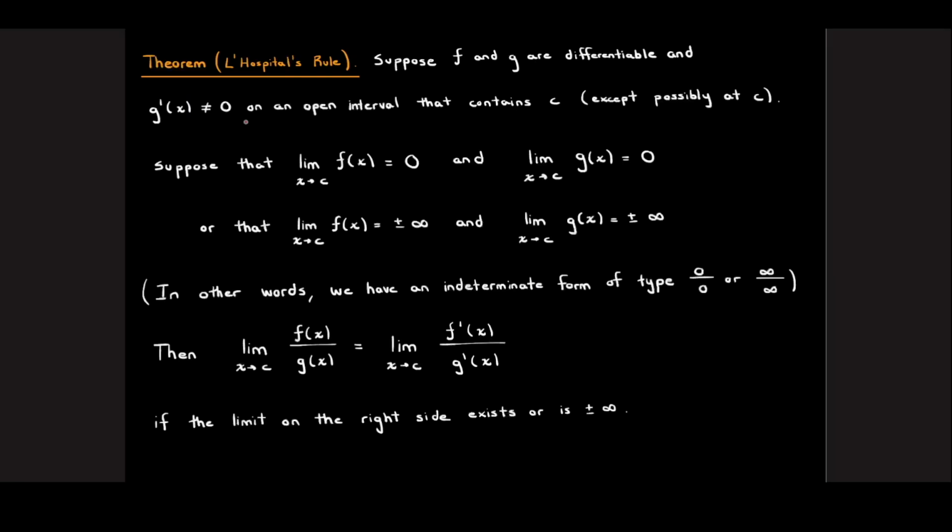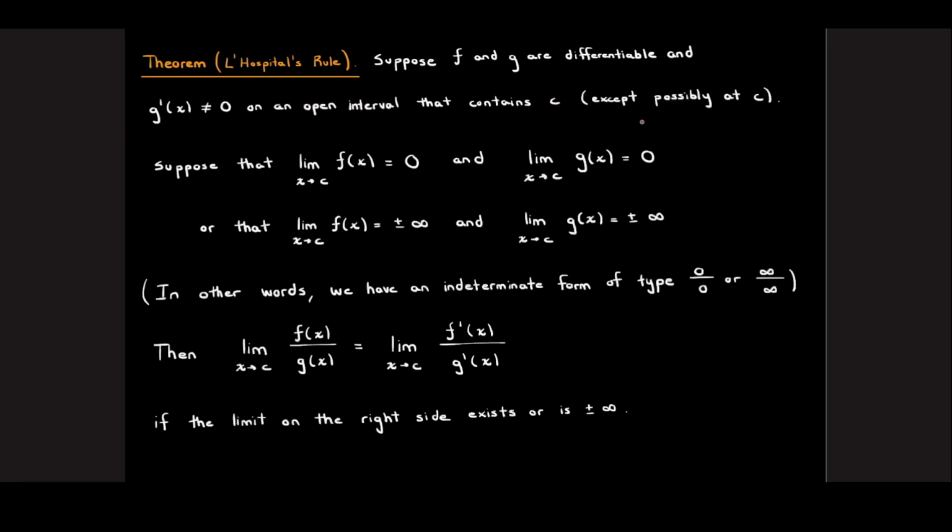Now let's take a look at the statement of the theorem, L'Hopital's rule. Suppose that you're trying to evaluate a limit of this form: the limit as x approaches c of f of x divided by g of x. Then here's what L'Hopital's rule says. Suppose that f and g are both differentiable and that the denominator is non-zero on some open interval that contains your limit point, c.